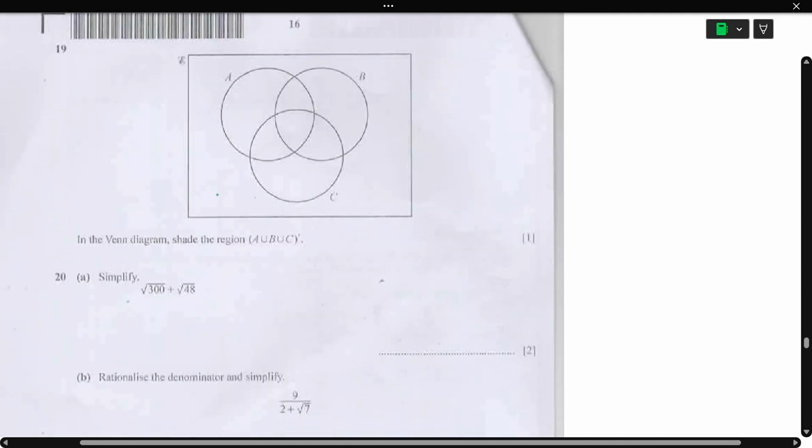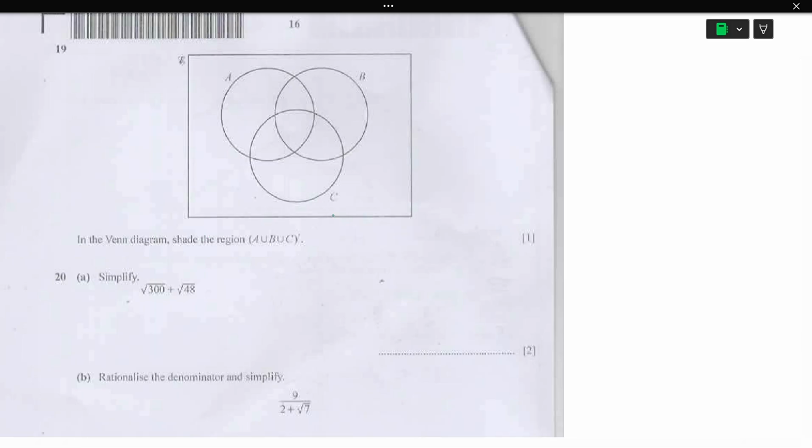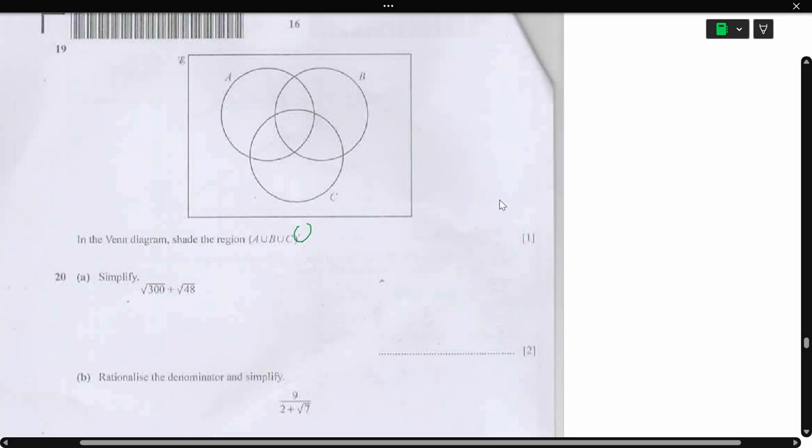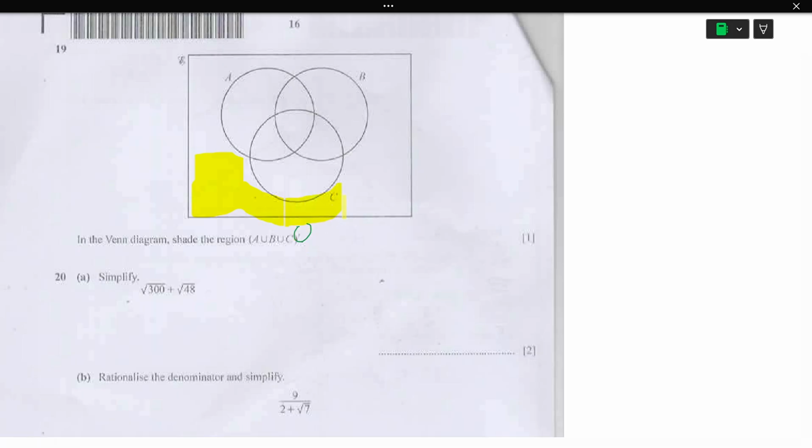Next, question 19. First, the Venn diagram. So we need to shade the complement of A union B union C. So A union B union C is all three circles together. Other than that, all the outside we need to shade. We should not touch A, B, C. So all inside the box, all outside, all the other side.